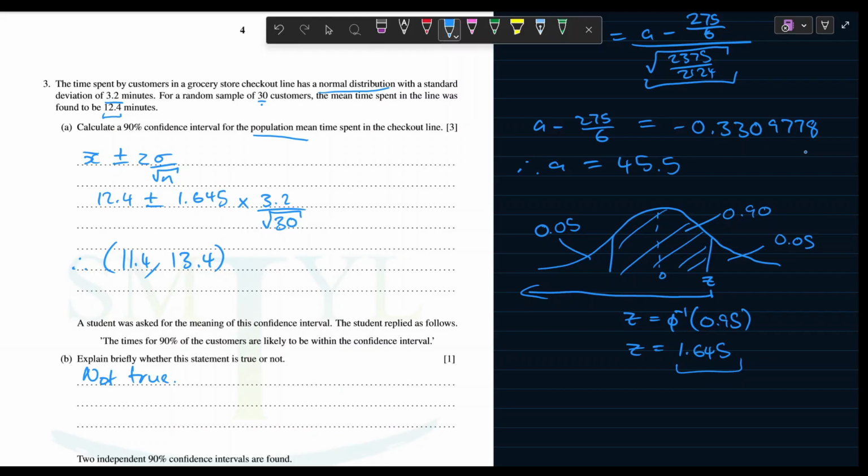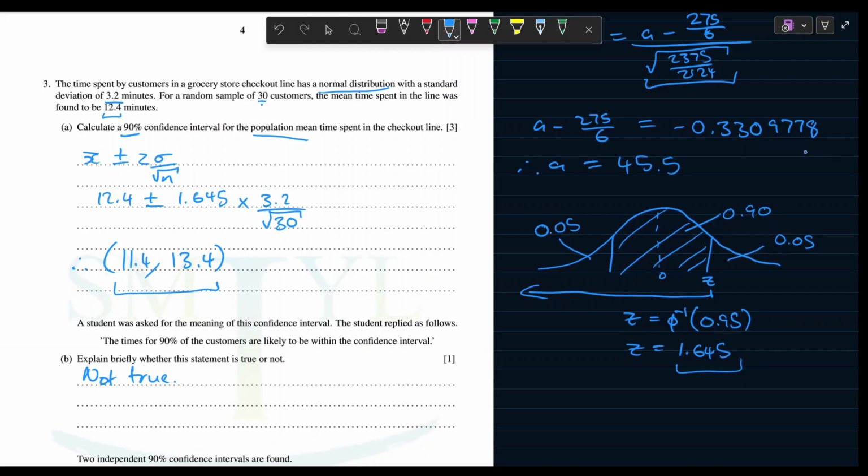What a confidence interval tells us is that in this case, since it's 90%, we are 90% confident that the population mean time lies within this interval. Okay. So the key here is that this confidence interval is focused on the mean time. This is how confident we are that our population mean is going to be between these two values. So our student here is talking about the times of 90% of the customers. So a confidence interval is not about individual times, it's focused on the mean time.